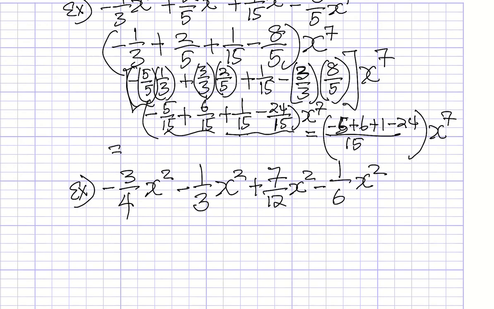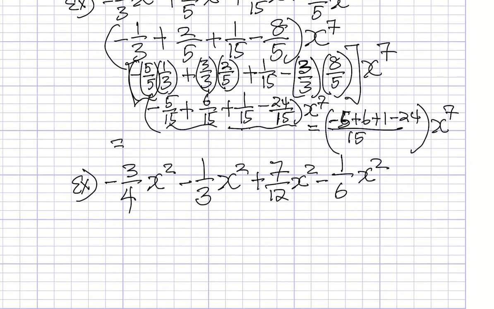Let's start here. Finish it up here. Minus 5 plus 6 is, you get 1. 1 plus 2, you get 2. 2 minus 24, you get 22, okay? So basically it's minus 22 over 15 x raised to power 7. That's what we're looking for right there.